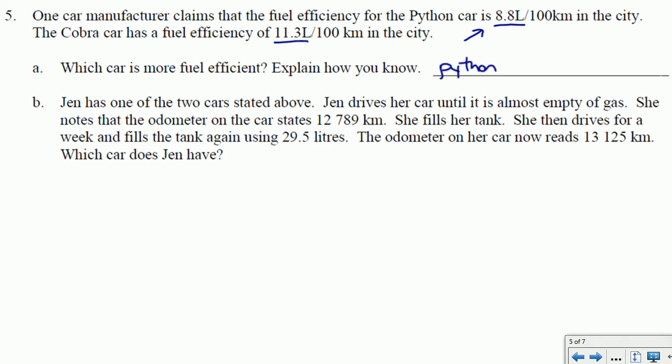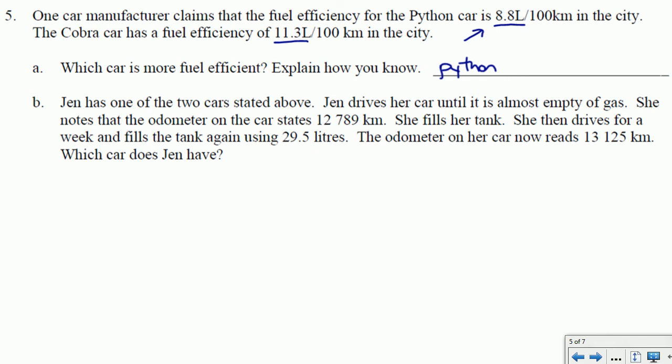In part B, Jen has one of the two cars stated above. She drives her car until it is almost empty of gas. She notes the odometer on her car states 12,789 kilometers. She fills her tank, drives for a week, and fills her tank again using 29.5 liters. The odometer on her car now reads 13,125 kilometers.